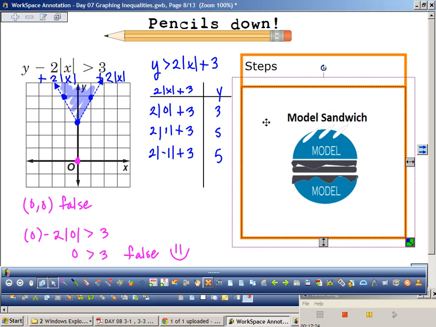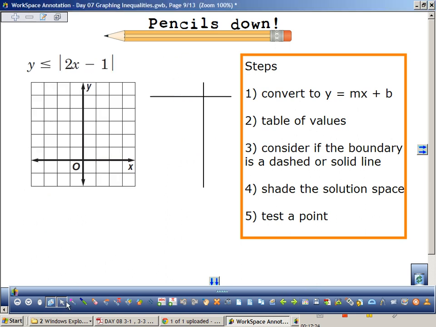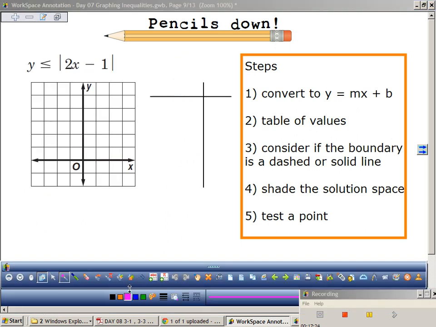Convert to y equals mx plus c. Table of values, consider the boundaries, dashed or solid, shade the solution space, test a point. Questions on this? Pretty straightforward? Let's do another one. Do I have a question?